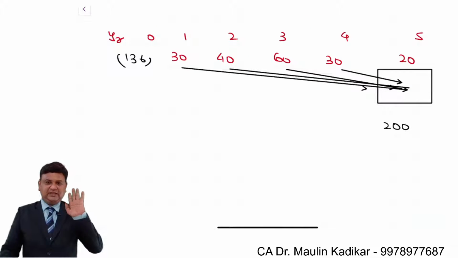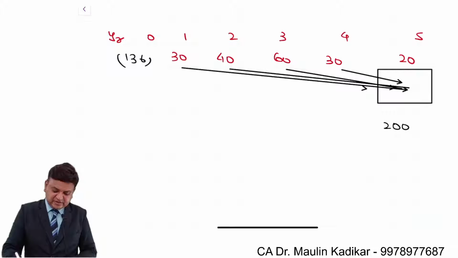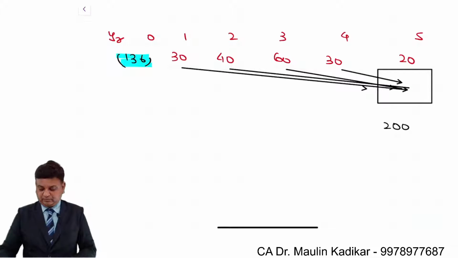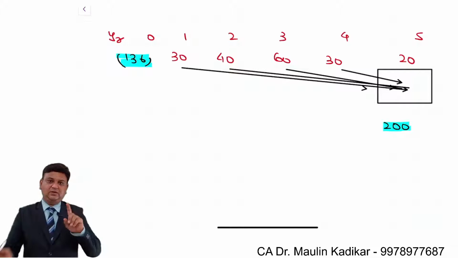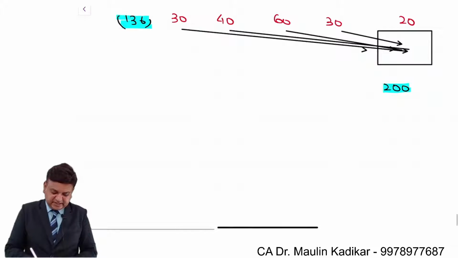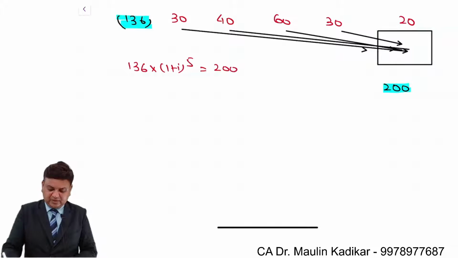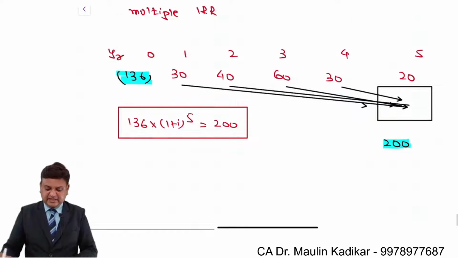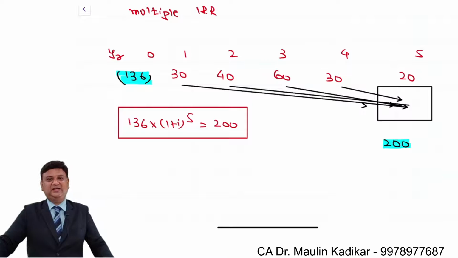Now, logically we understand we have made an investment of 1,36,000 in year 0, and we have got an amount of 2 lakhs at the end of the fifth year. So we will just put an equation to find the rate at which we are getting return: 1,36,000 into (1 plus i) raised to n, that is 5 years over here, is equal to an amount of 2 lakhs. And that is the way we can make the calculation of the modified IRR.